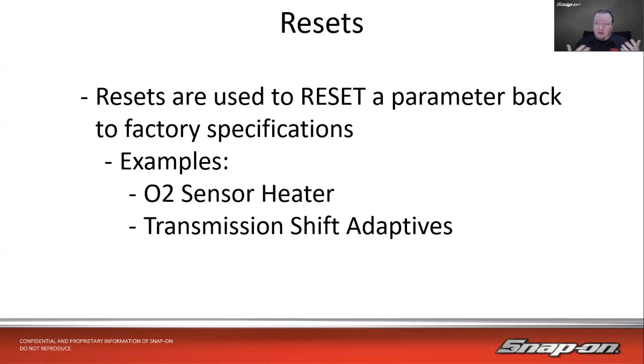So some examples are like an oxygen sensor heater circuit, as it adjusts as the heater circuit wears. It'll adjust the amount of current flow through that heater to allow it to heat up faster, or as fast as it used to. But then when you put a new oxygen sensor in, it's going to have that excessive amperage flowing through it, and then you could burn out the heater. So what you need to do is you need to reset that back to the factory level, and then everything will just kind of relearn where it needs to be.